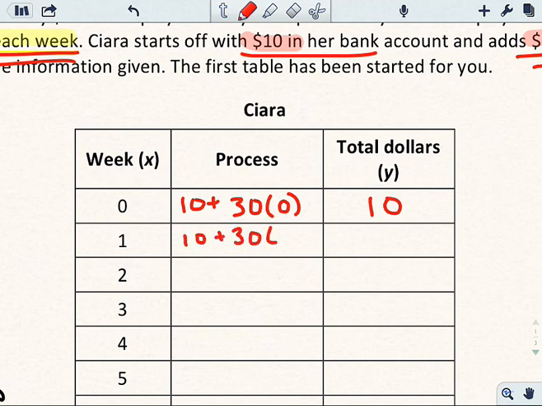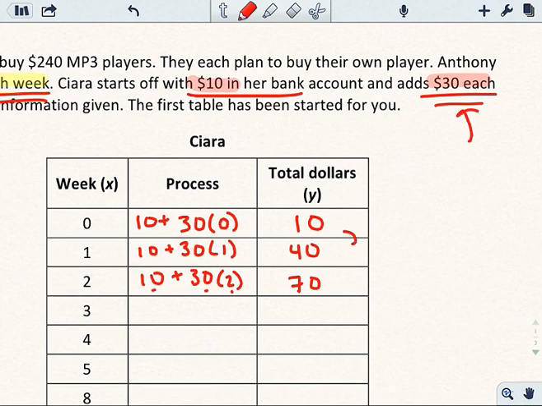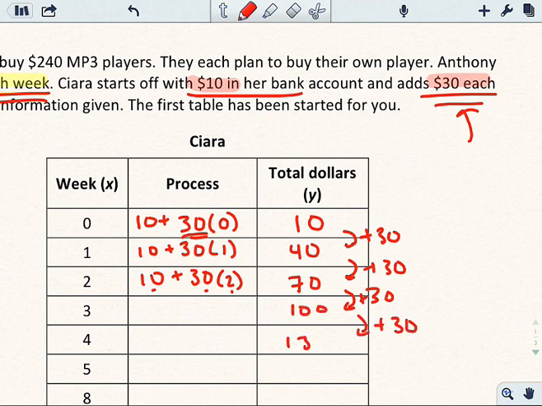$10, 30 for the first week, that's going to be 40. 10 plus 30 for the second week, that's going to be, what's that, 70? 30 times 2 is 60 plus 10 is 70. But again, if we know we're saving 30 each week, that's going to be that vertical climb reinforced by knowing that's a multiplication. So this should be plus another 30, that makes it 100, plus another 30, that makes it 130, plus another 30, that makes it 160.